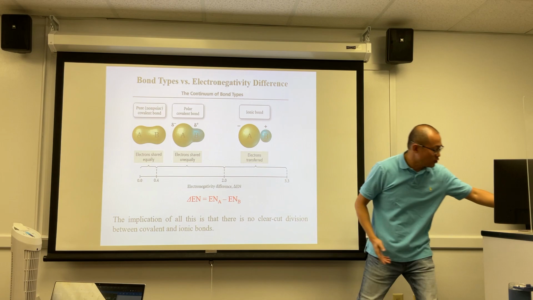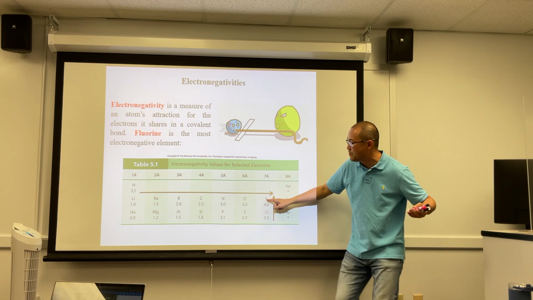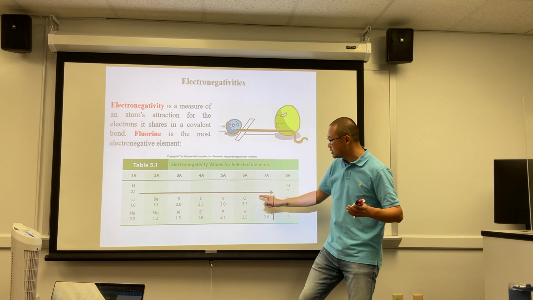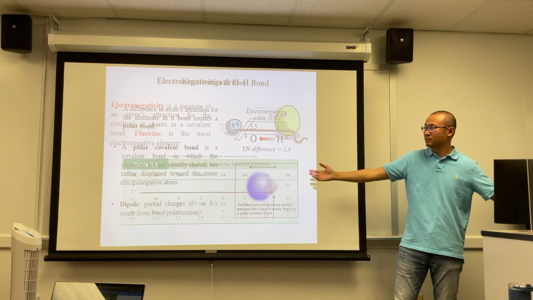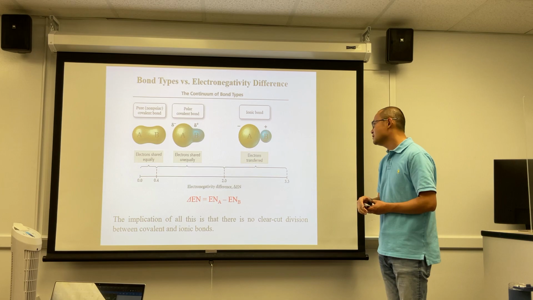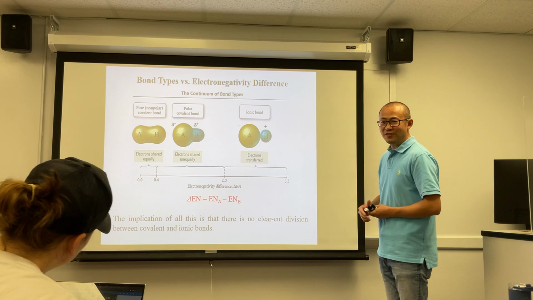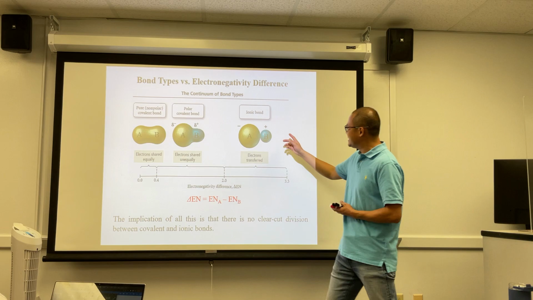What do you mean so big? For example, if you're considering sharing between fluorine and lithium, take a look. They're far away from each other, right? So the difference is what? It's huge. If the difference is bigger than 2.0 or 2.3, they don't even want to share. What happens is the one with greater electronegativity, for example fluorine, will just take the electrons from the other guy.